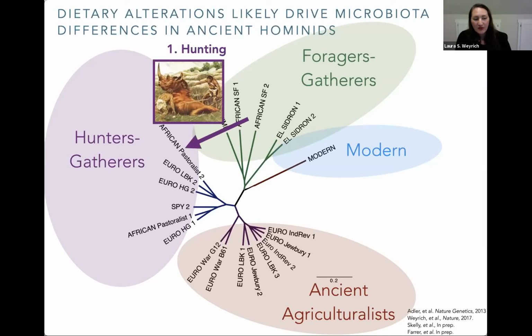And that first shift happens when humans start hunting, or at least consuming large quantities of meat. We find that individuals who are known to consume large amounts of meat have a significantly different oral microbiota than individuals who are known to forage or gather most of their food. And so we're still looking into the mechanisms of this, but we do believe that hunting or meat consumption in large quantities is probably the first step that really moves the anatomically modern human microbiome away from Neanderthals and other, not even necessarily Neanderthals, but other primates.